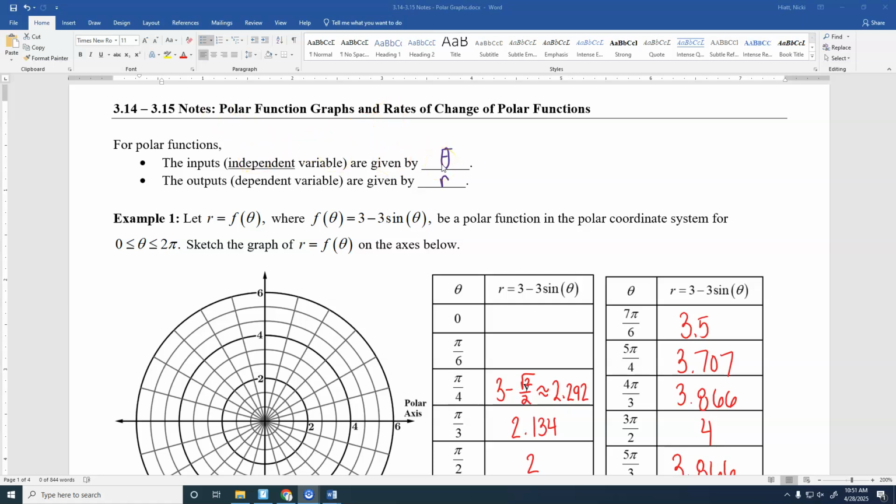Your independent variable is theta, and your dependent variable is r. One of the reasons I was second guessing myself there is because our coordinates are r, theta. Now, in rectangular coordinates, our coordinates are x, y, and your x is your independent and your y is your dependent.